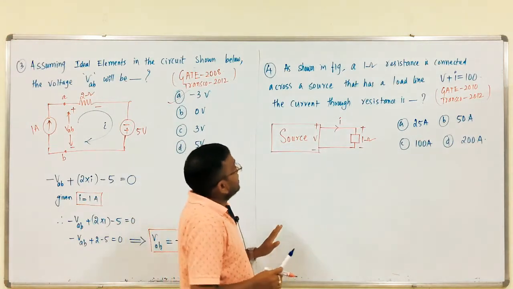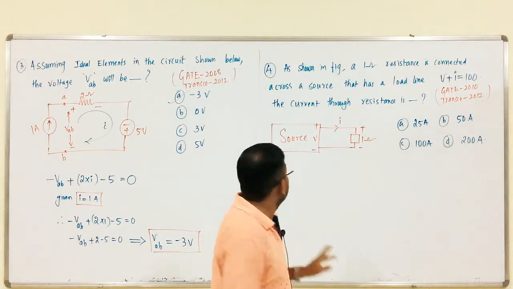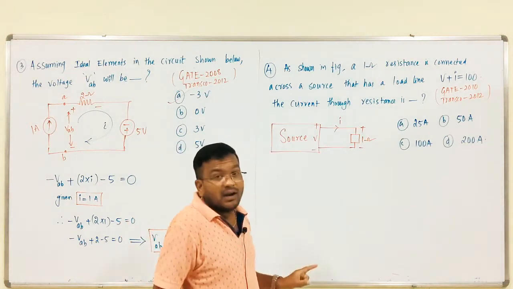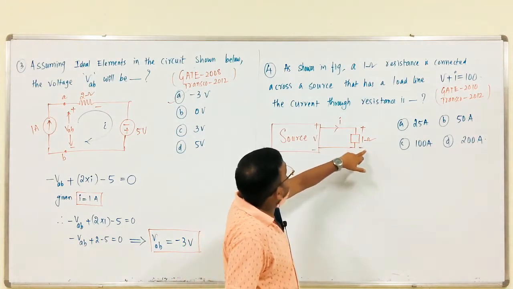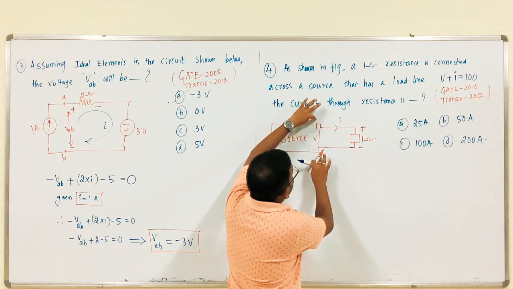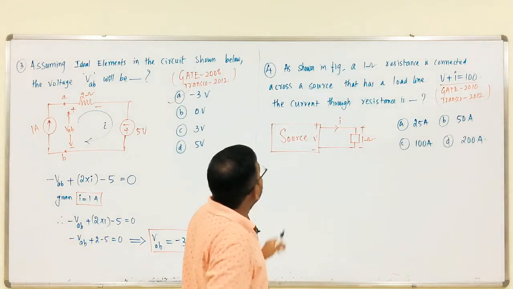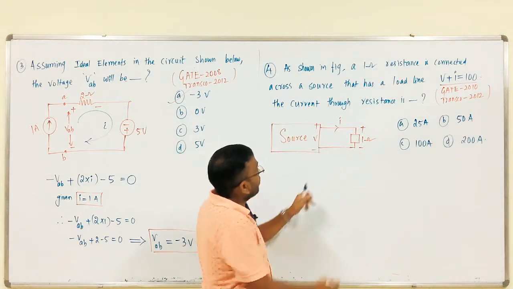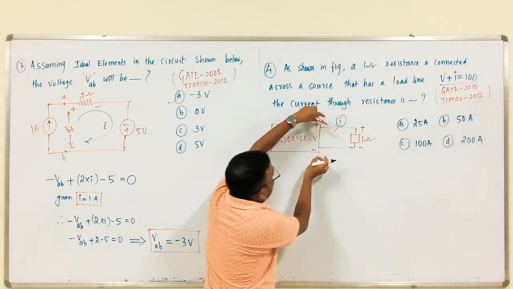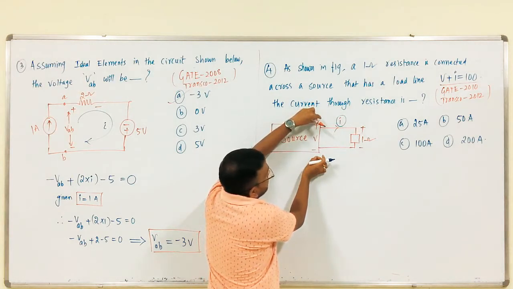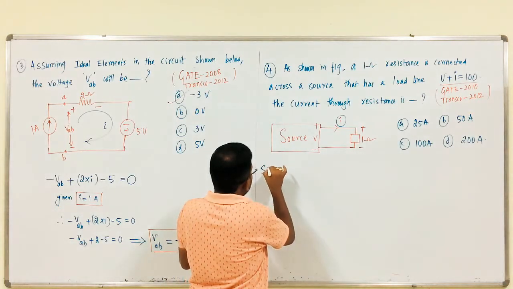Next question. This was asked in GATE 2010 as well as in Transcode 2012. As shown in figure, a 1 ohm branch is connected across a voltage source that has a load line, that is V plus I is equal to 10. The current through the resistance is what? We have to calculate the current through this resistance. So, the 1 ohm branch is connected across a voltage source which has a load line, that is V plus I is equal to 100. So, this is a very important problem.